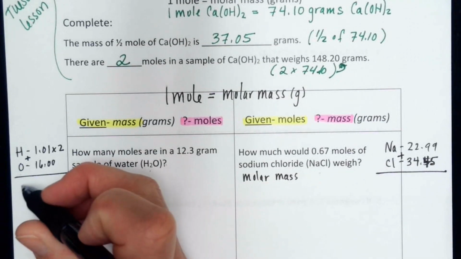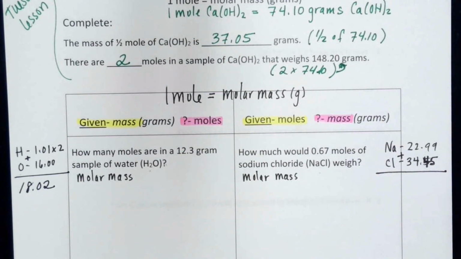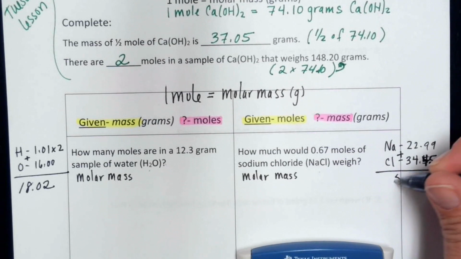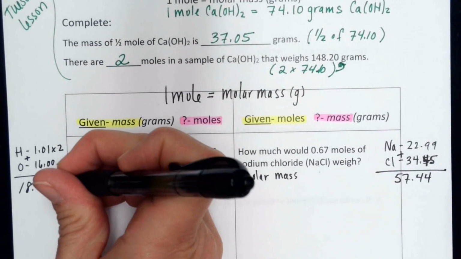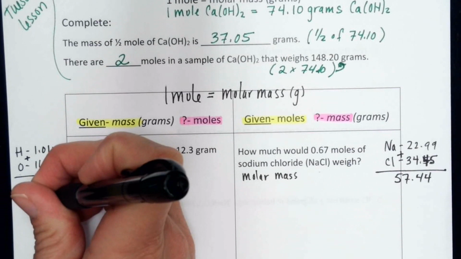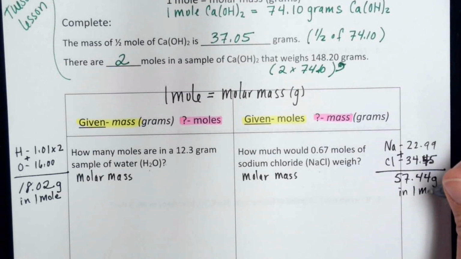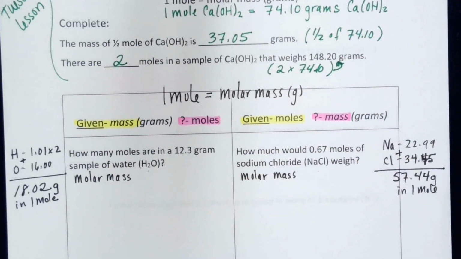All right, you should have found that water is 18.02, and that sodium chloride is 58.44. Okay, so those are your molar masses, and that is in grams for every 1 mole. And so I'm going to write it like that: grams in 1 mole. So that's essentially our conversion factor.